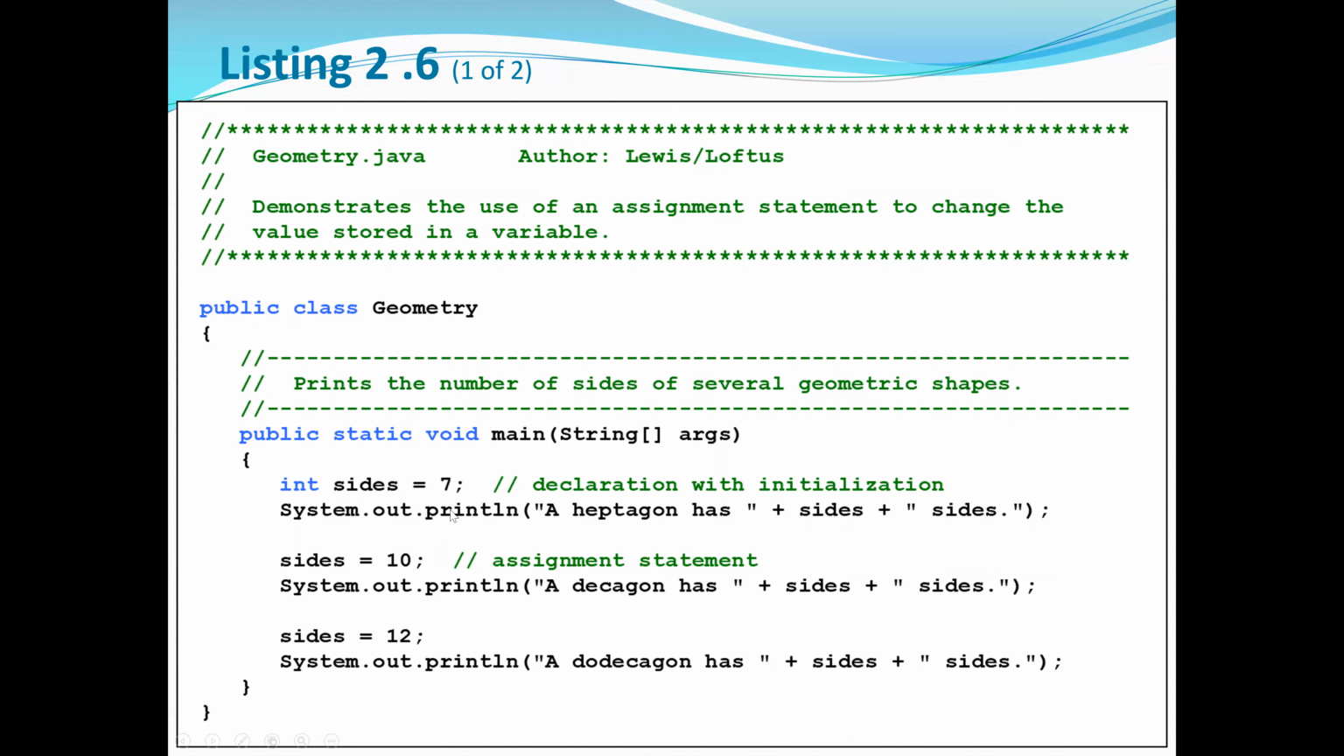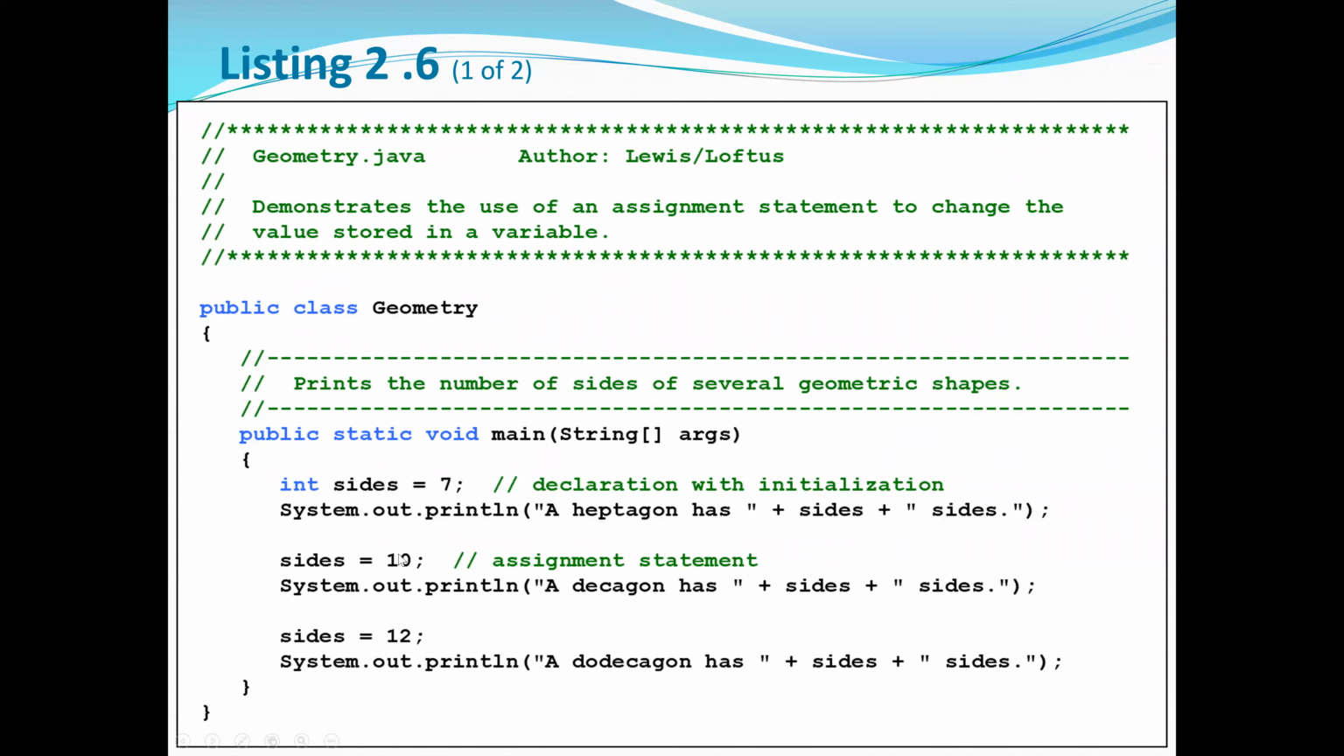Now next we say System.out.println, which means we want to print something on our screen, the monitor. System.out is the monitor object. And here we want to print "An heptagon has " in double quotation. So this is our string. Plus sides. You can see the second sides is in double quotation, so that is a string. But the first sides is not in double quotation, which means we want to print the content of the variable. Here the variable content is 7. So the output here will be the heptagon has 7 sides.